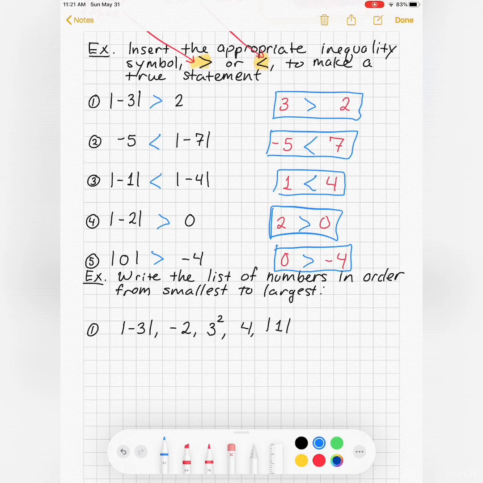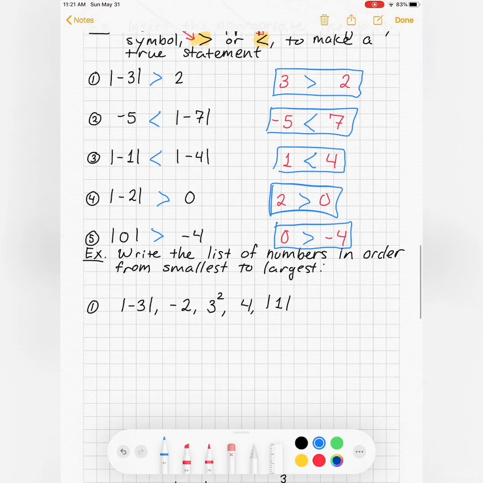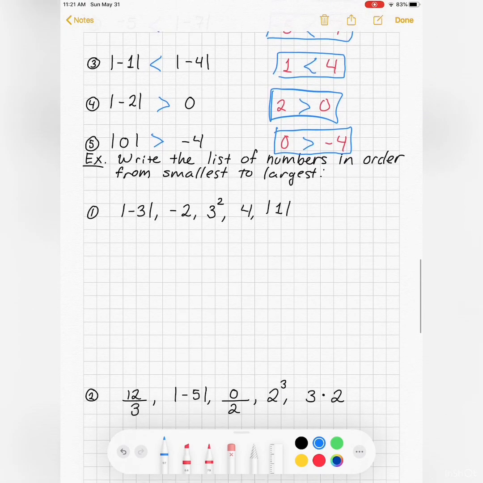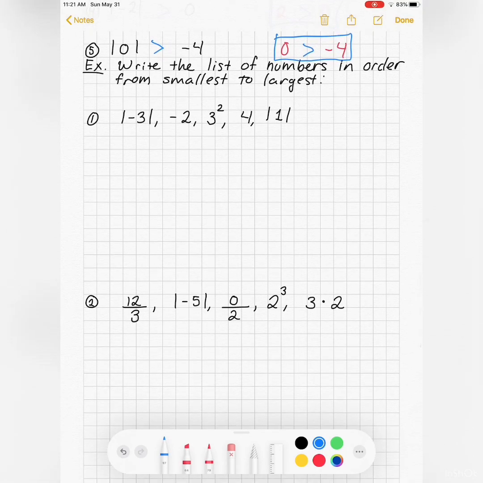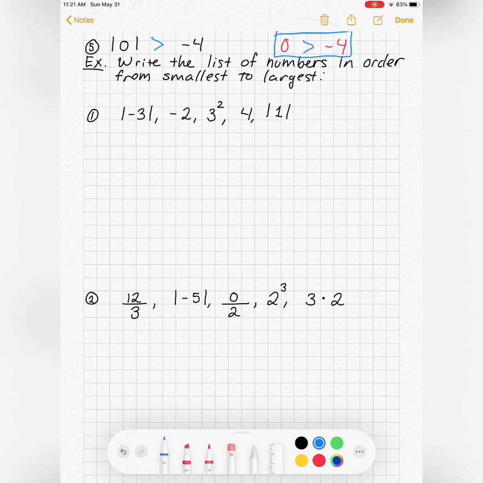Write the list of numbers in order from smallest to largest. So probably we have to start by simplifying these numbers. I'll give you a minute to write these down here in your notes. And then we have to simplify, and then we're going to figure out what order these guys go in.